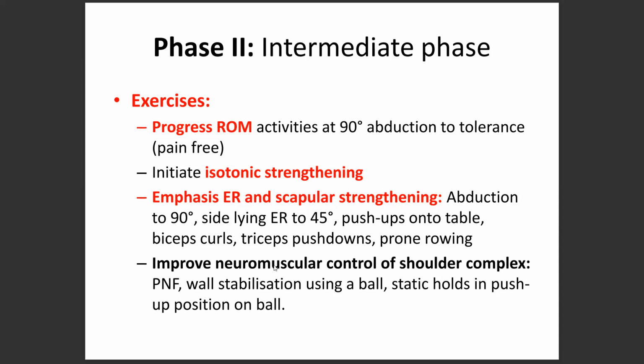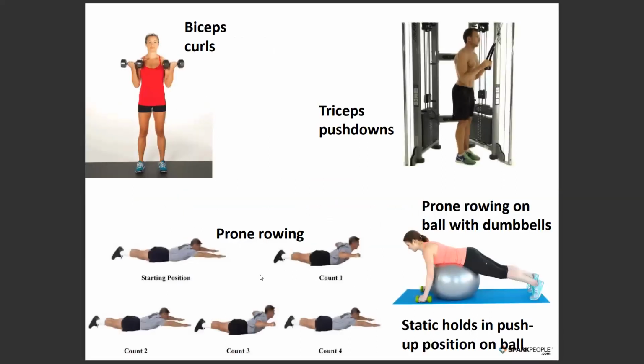How can we improve the neuromuscular control of the shoulder complex? We can improve it with PNF and other exercises like wall stabilization using a ball, static holds in push-up position and ball. These are the bicep curls. These are the tricep push-down exercises. These are the prone rowing exercises.